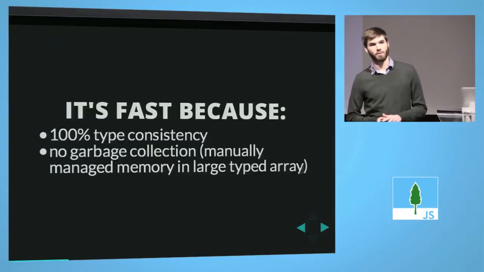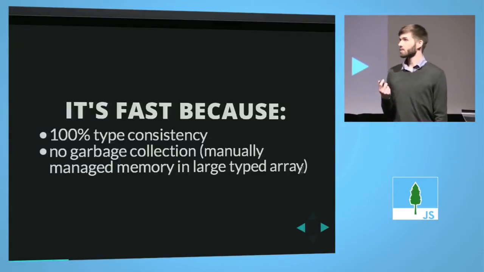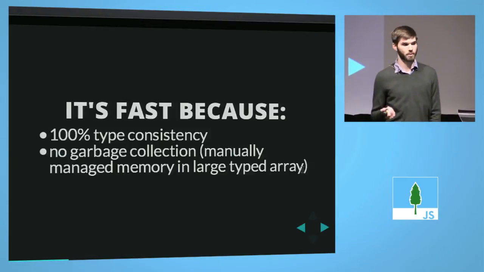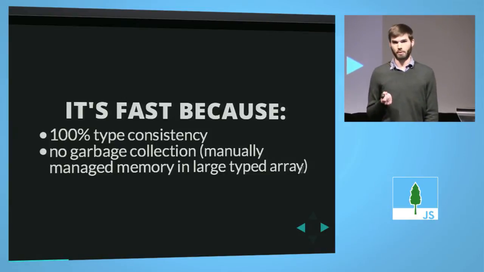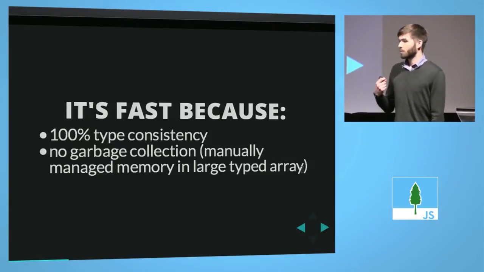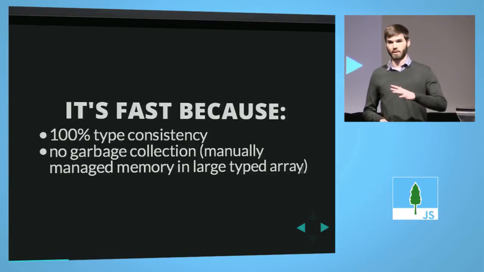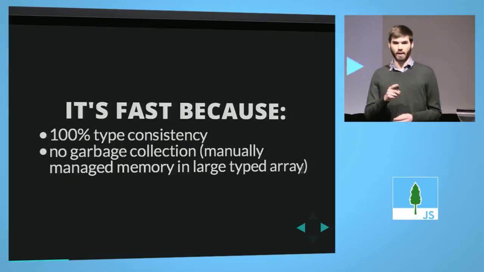The first is that there's 100% type consistency. So since we're compiling these statically typed languages to JavaScript, we already know the types at compile time. And so as we're generating these ints and these doubles and anything else, we're able to generate JavaScript where the variables and the functions never ever change their types. So if you say var x equals an integer, that variable x should never change type.